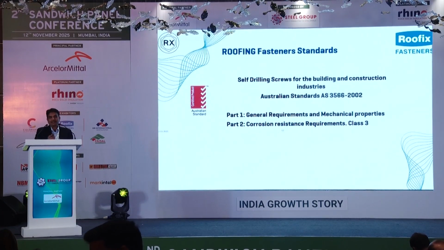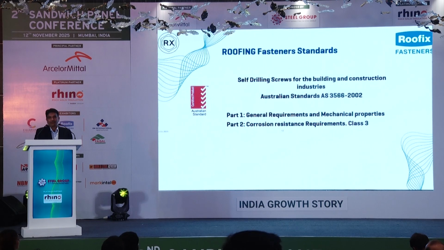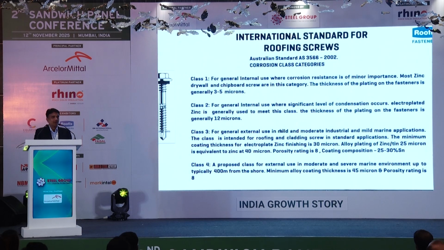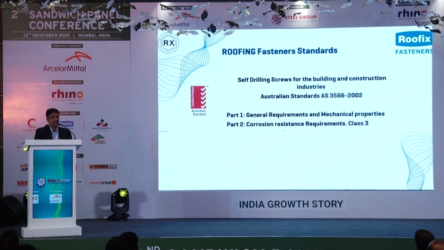The Australian standard AS 3566 is divided into two parts. The first part talks about how the fastener has to be made for different steels. Like for a cold roll steel, there's a different fastener. For a hot roll steel, there's a different fastener. The heads are different, the threads are different, the drill tip is different. And the second part of the standard talks about the corrosion resistance required for the fastener based on the area where the installation is done. So these are the two parts of the Australian standards.